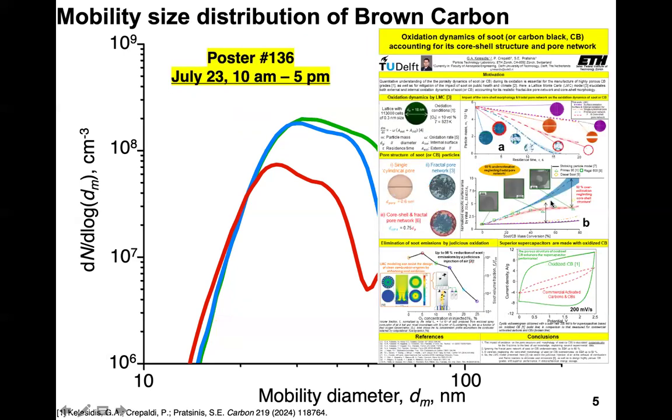So we recently derived a lattice Monte Carlo model to describe the oxidation dynamics of carbonaceous nanoparticles such as soot, carbon black, and brown carbon. If you are interested, you can pass by our poster on July 23rd, or you can read our recent publication in Carbon.